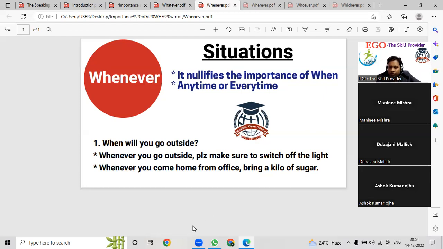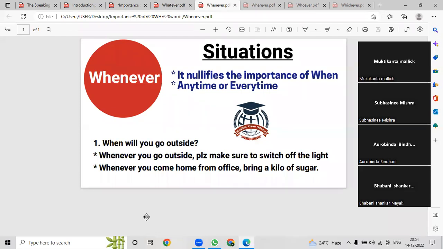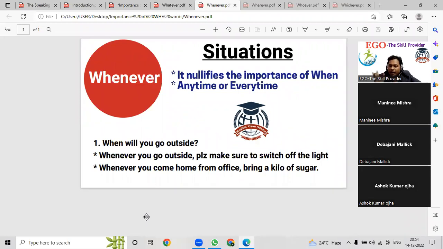Bhavani sir, like he is my classmate, he is my roommate. We are living in the same place. I went outside first and said, "Sir, whenever you go outside, please switch off the light." Did I give any time? I don't know. He can go at 7 o'clock, 8 o'clock, 9 o'clock, 10 o'clock. So whenever you want to go outside, please make sure to switch off the light. Whenever means there is no specific information available.